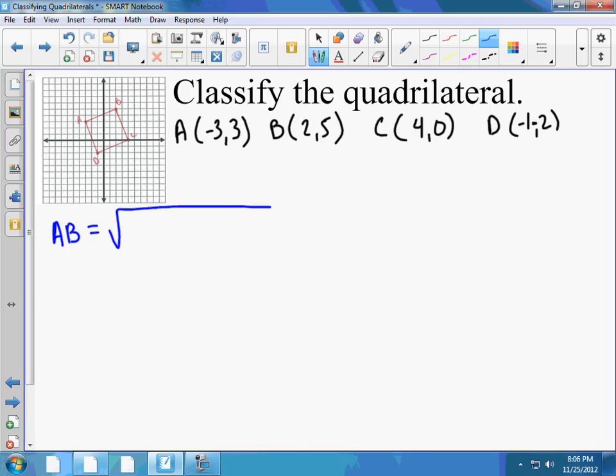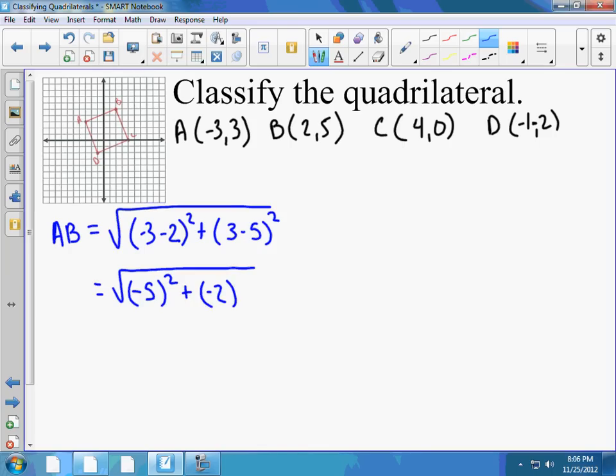You want to use the distance formula. If you have to go look that up in your notes, it's the difference of the x values squared plus the difference of the y values squared. I'm going to work that out. -3 subtract 2 is -5. And 3 subtract 5 is -2. -5 squared is 25. -2 squared is 4. We get a distance of square root of 29.